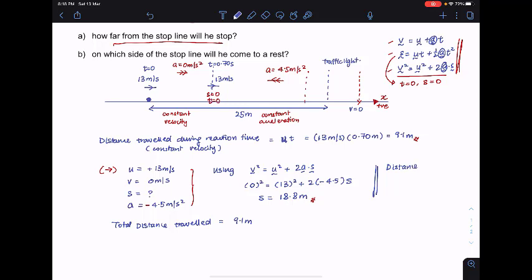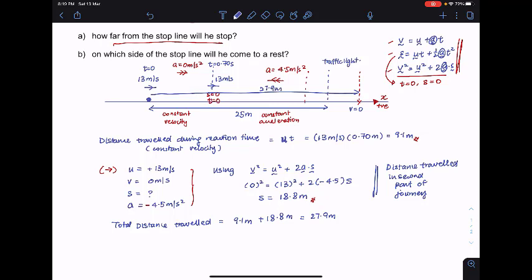So this is the distance traveled in second part of journey. Okay, and what I will have is 9.1 meter plus 18.8 meters, and that gives me 27.9 meters. This means actually from where to where he stops, he has traveled in all, right, 27.9 meters.